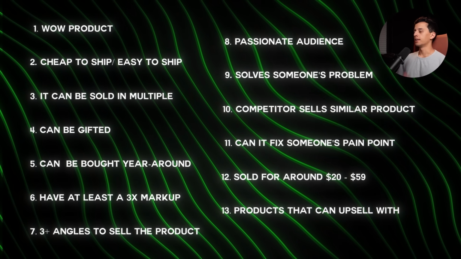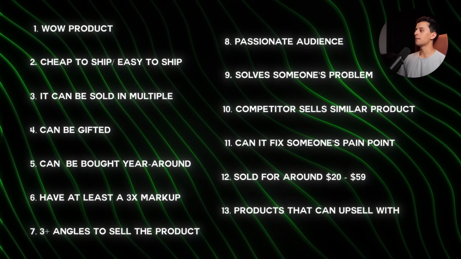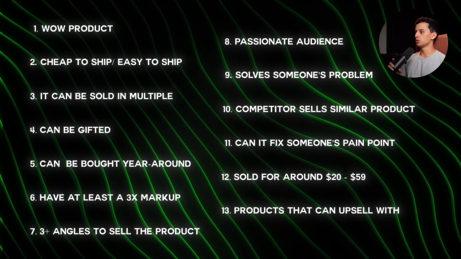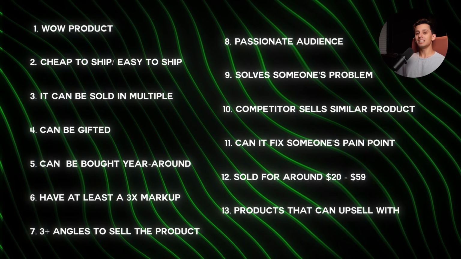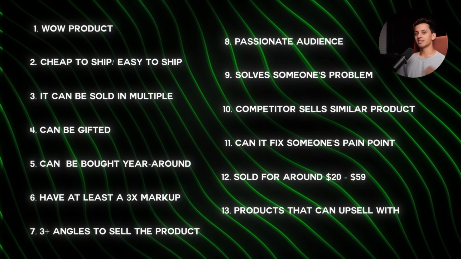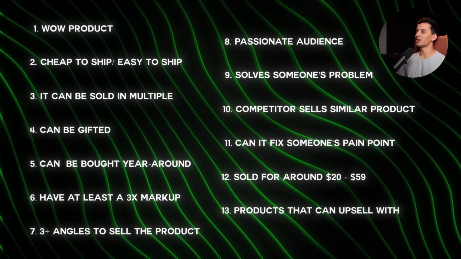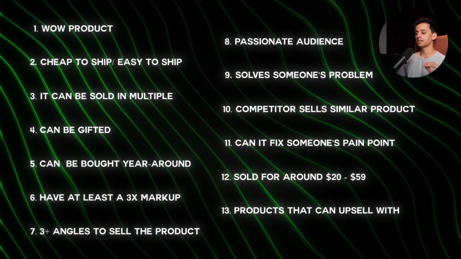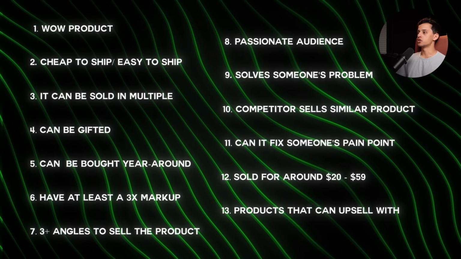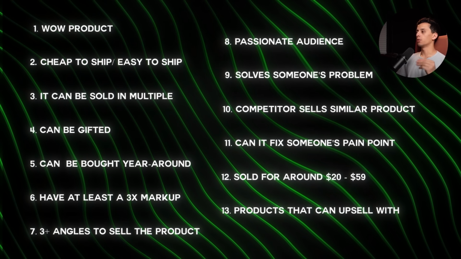This is something that's visually appealing or it has some type of unique design. Number 2, I want it to be cheap to ship and easy to ship. This means no desks, no tables, no gun safes, nothing crazy, because I need something to be small, cheap, and easy to ship. Number 3, it can be sold in multiples.